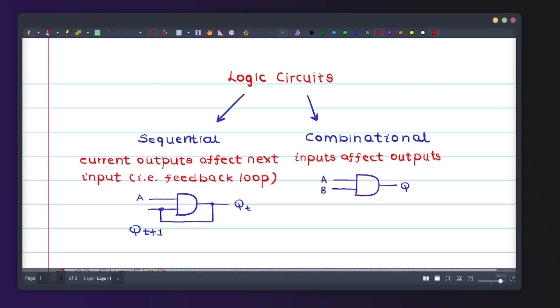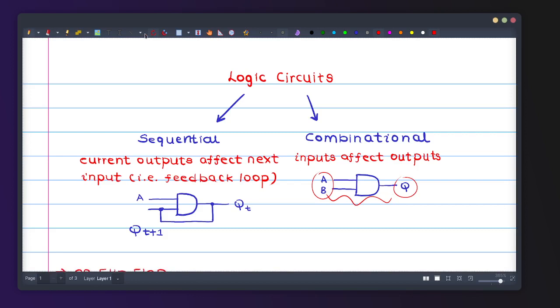Combinational logic circuits are circuits that have inputs that affect outputs. Okay, that is not that confusing. Let's look at an AND gate. An AND gate is an example of a combinational logic circuit, or a simple logic gate actually. And this logic gate basically takes in A and B, and the inputs A and B are what affect the output Q, right? So A and B are the sole inputs that are responsible for the output Q. Nothing else influences Q other than A and B.